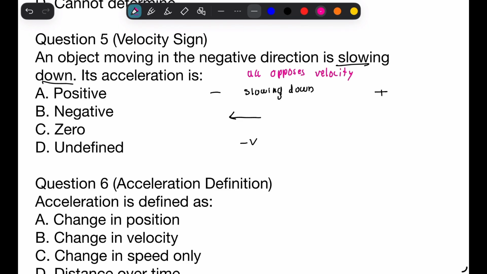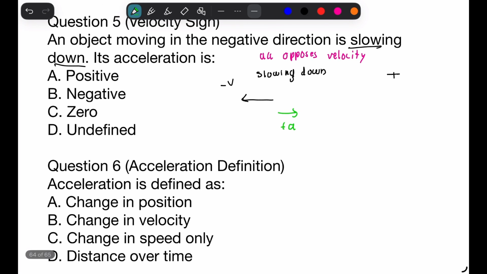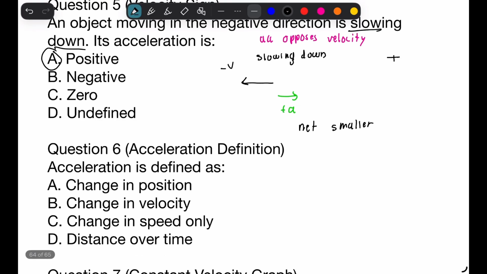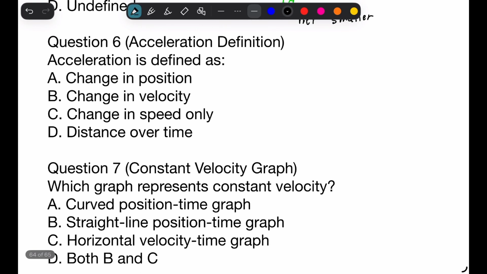So that means if your velocity is currently in this negative direction, you're going to have an acceleration that is in this positive direction. And because they're opposing each other, that's going to make our net smaller, which is why it's currently decreasing its value of speed. So that's why we're going to say A, positive. So acceleration is opposing.